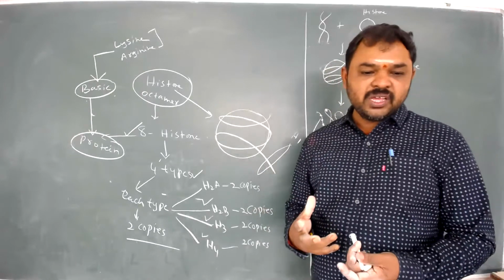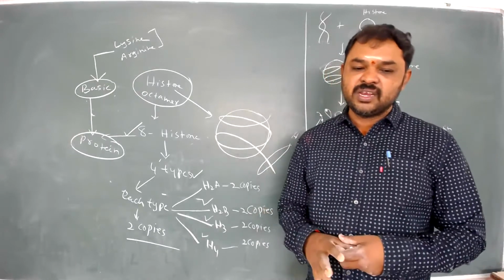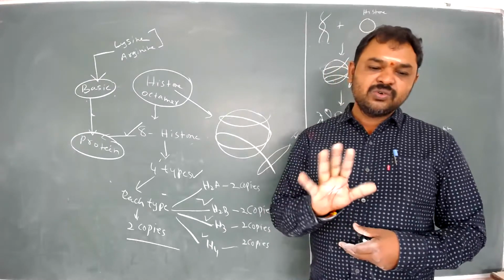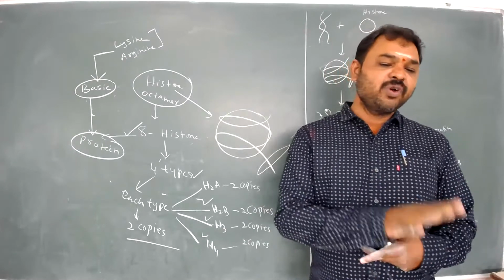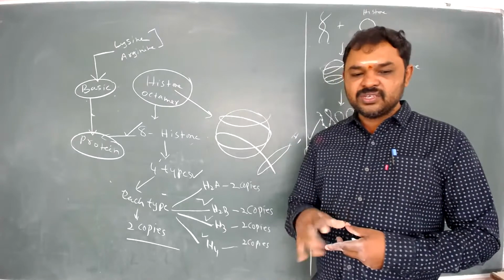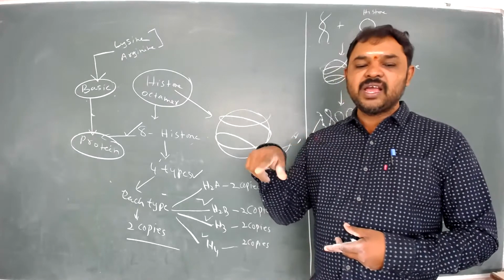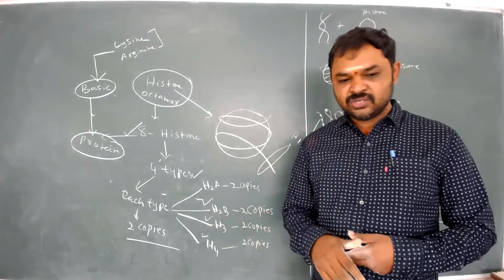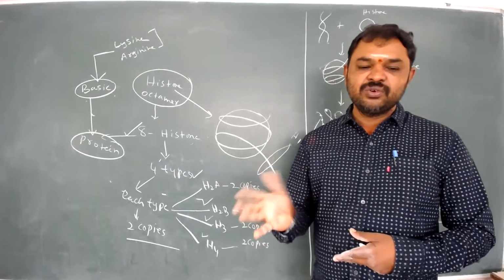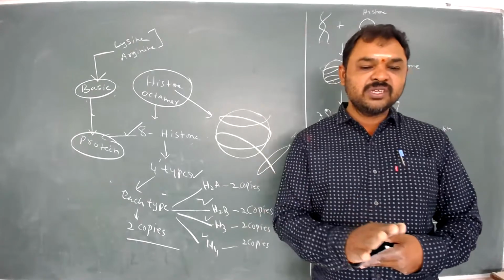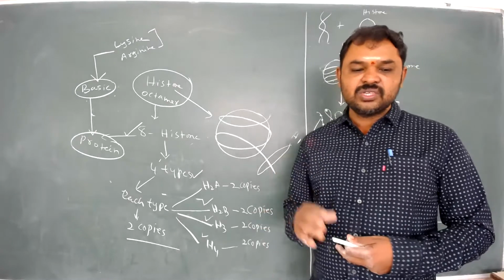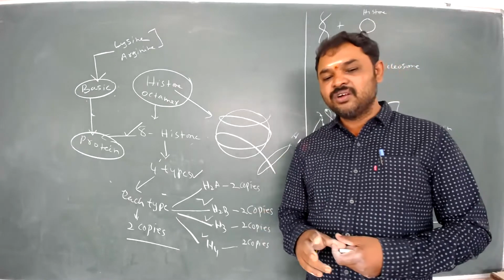But what plays a prominent role in the packaging of DNA? Histone proteins play a prominent role. These histones are not present in the prokaryotic cell. In prokaryotic cells, in the organization or packaging of DNA into chromosome, there are no histones. Histone proteins are present in eukaryotic cells and absent in prokaryotic cells.